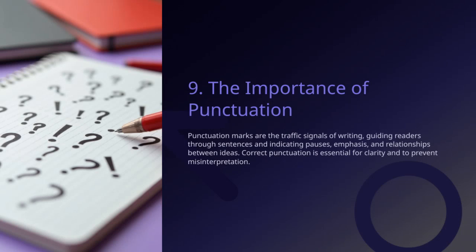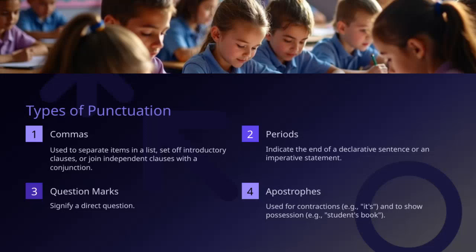Punctuation marks are like the traffic signals of writing. They help guide our readers through the sentences smoothly. Think of commas, periods, question marks, and others as signals that tell the reader when to pause, when to emphasize a point, or how different ideas relate to each other. Correct punctuation isn't just about rules, it's about making our writing clear and easy to understand. Without it, messages can be misinterpreted or confusing. So, paying attention to punctuation is essential for effective communication, especially when we want to make sure our ideas are conveyed accurately and professionally. Let's talk about the key punctuation marks we use in English.